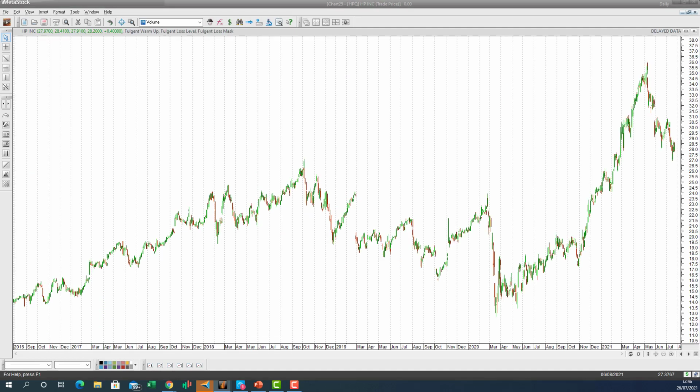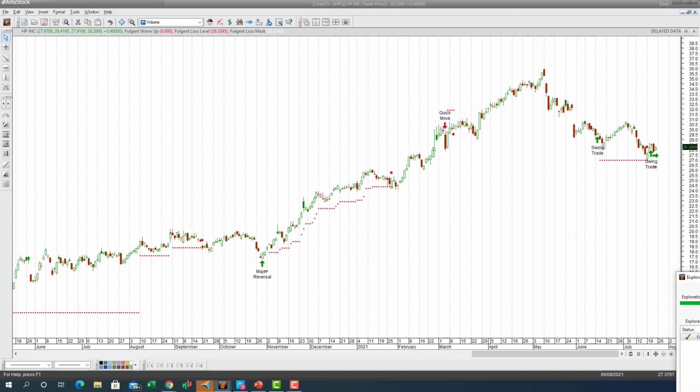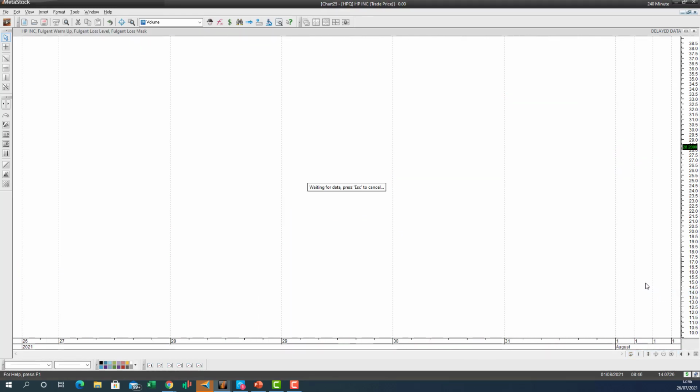HP in a long, 2 days into a trade, code 104, which is the classic swing trade to the upside. You can see there was another major market reversal in November, worked out well. Classic swing trade. Interesting. Let's go see what the intraday looks like in the 4 hour.